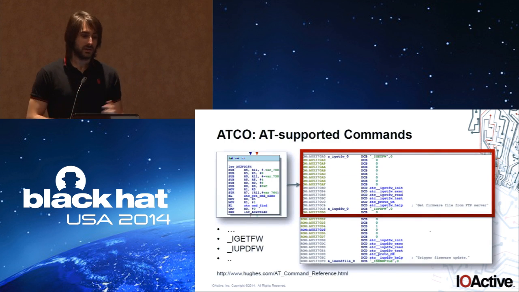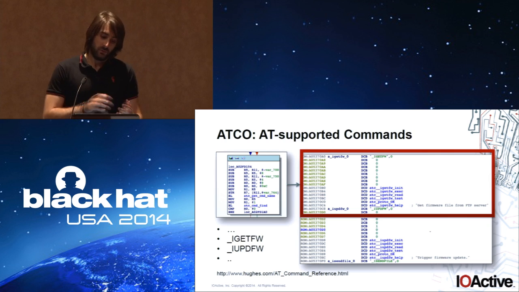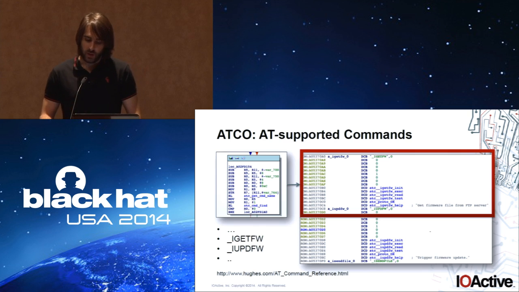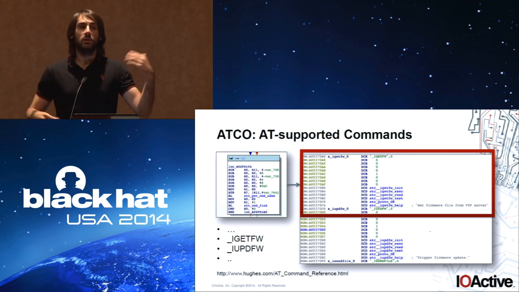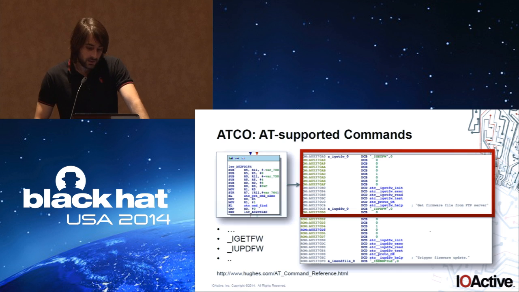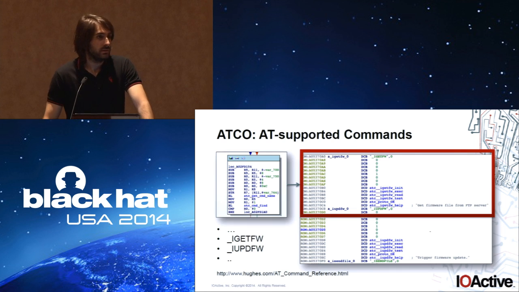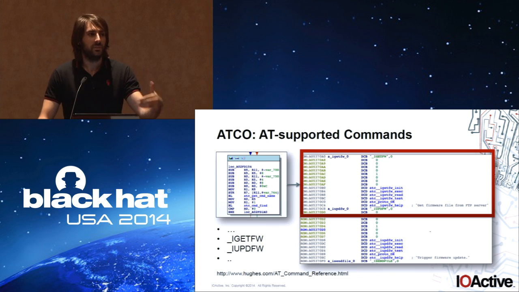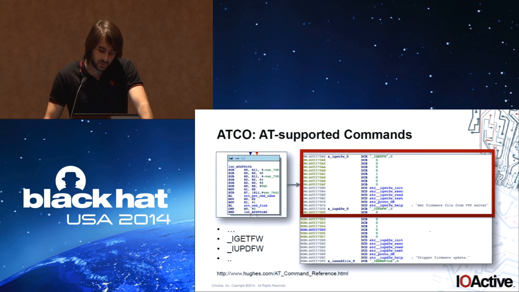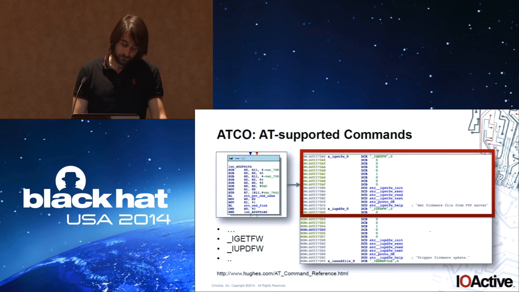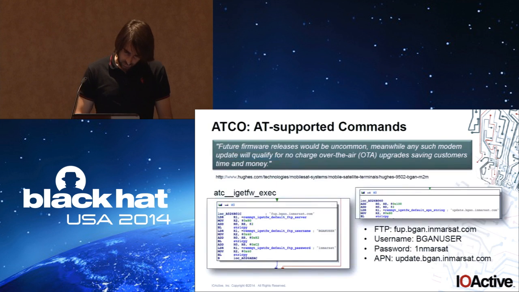If we look at the AT commands that are supported, we find an interesting AT command, which gets a firmware file from an FTP server and then triggers a firmware update. So basically, we can send an SMS containing this AT command to tell the terminal to download a firmware file from this FTP server and trigger the firmware update. So we can compromise the terminal with an SMS without knowing the right password.